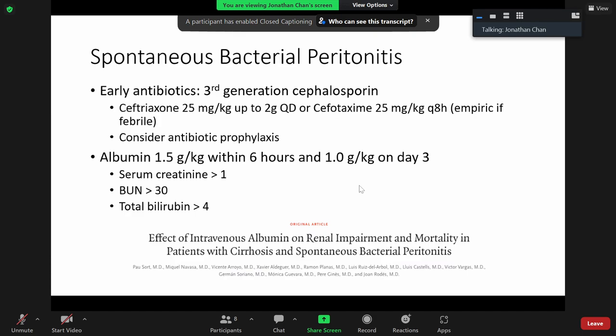You can give albumin 1.5 grams per kilogram within the first 6 hours and another gram per kilogram on day three. The indications for that include serum creatinine greater than 1, a BUN greater than 30, or a total bilirubin greater than 4. This has been found in a study almost 20 years ago now, that showed a 25% reduction in renal failure and a 20% reduction in mortality.